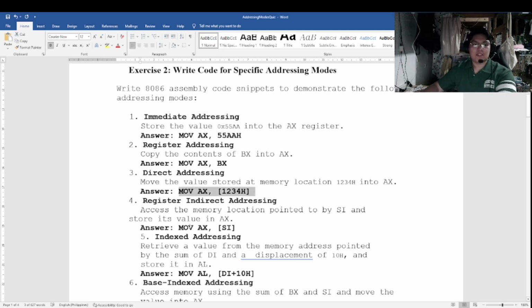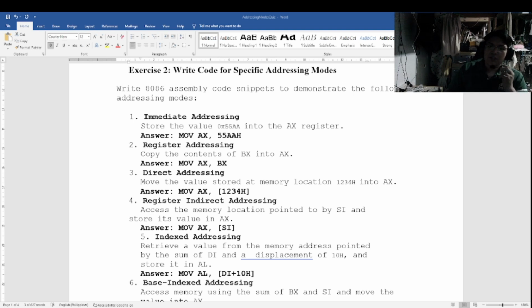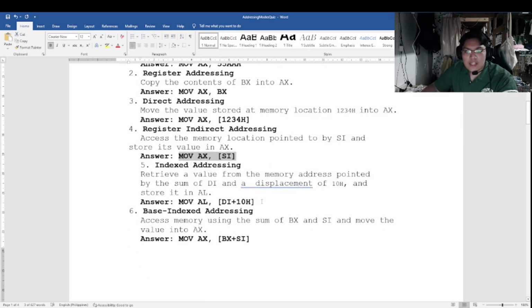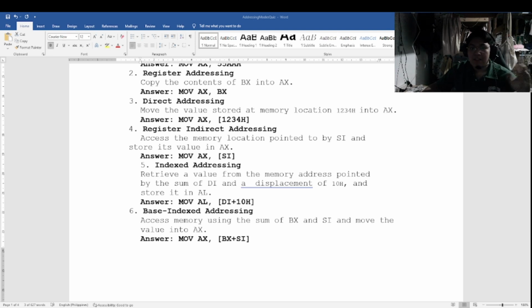And for number 4, my answer is MOV AX, [SI]. This is because the memory location pointed to by the SI register is accessed and its value is moved into AX. So register indirect addressing means that the register, SI, holds the memory address. And for index addressing, my answer is MOV AL, [DI + 10H], because the address is calculated by adding the value of DI and the displacement of 10H, and the value at that memory is then moved into AL. So index addressing means that the address is formed by adding a displacement to the register.